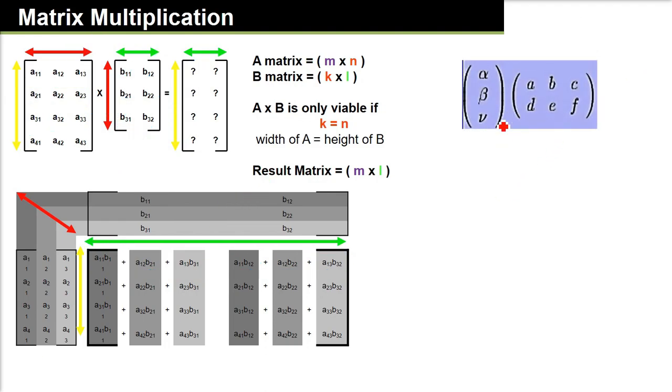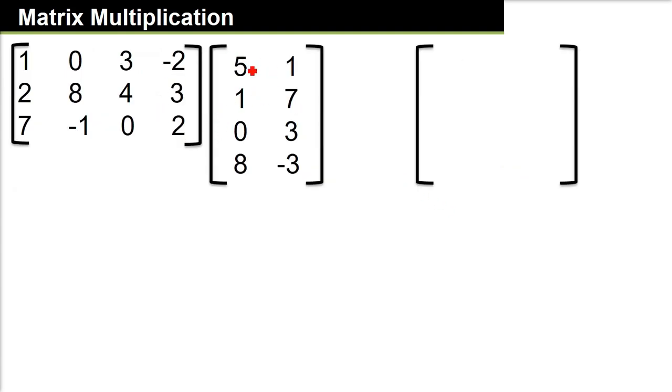Now there are 2 matrices. How many rows and columns are there? The first has 3 rows and 1 column. The second has 2 rows and 3 columns. Is matrix multiplication possible or not? No, because the column count of the first matrix is not equal to the row count of the second matrix. It is not possible.